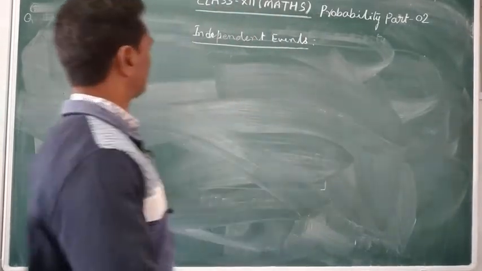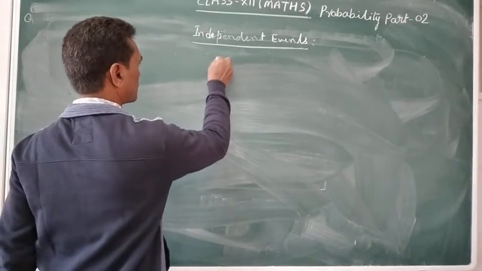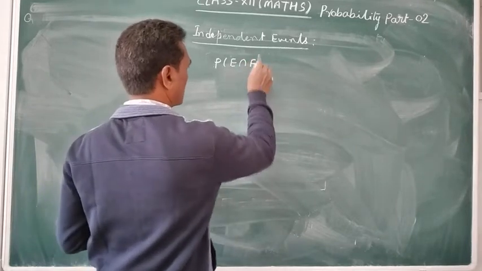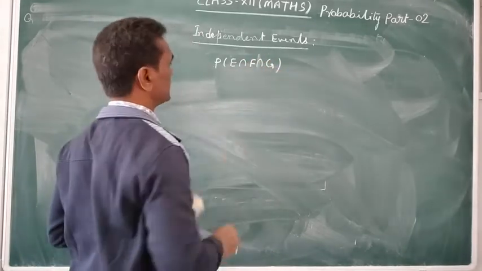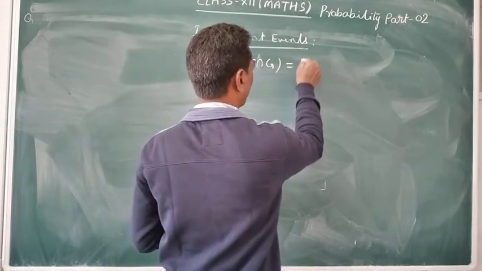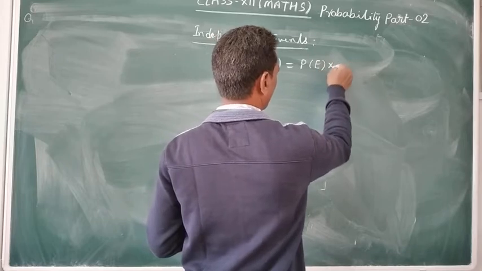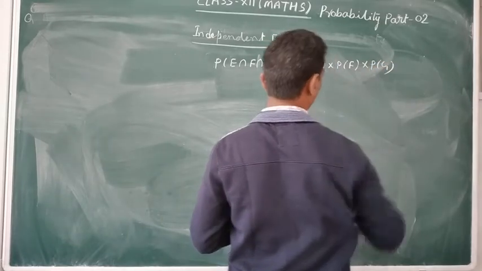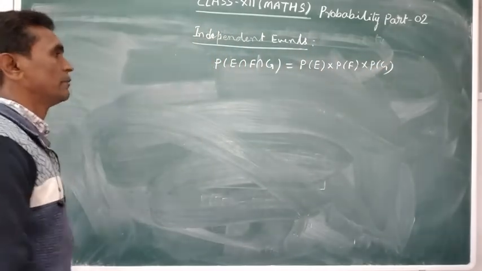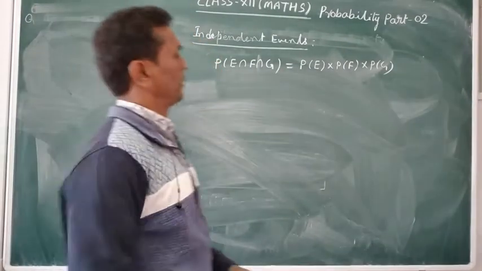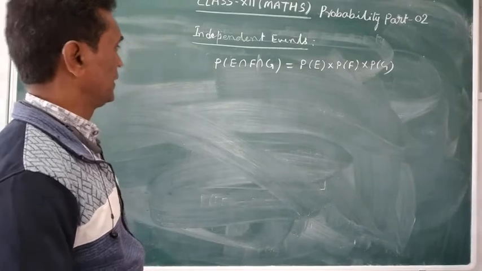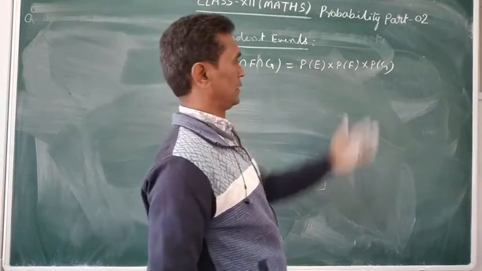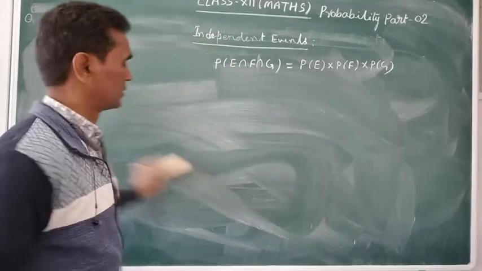Now for three events, probability of E intersection F intersection G. For three events E, F and G, it should be probability of E into probability of F into probability of G. If any three events satisfy this condition, we can say events are independent. If it is given events are independent, then we can apply this formula for finding unknown things.